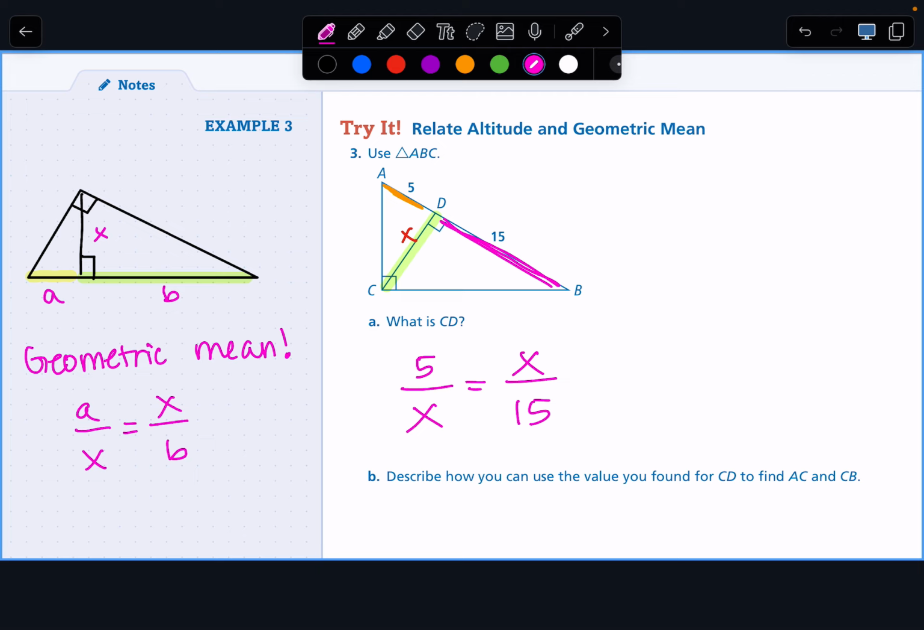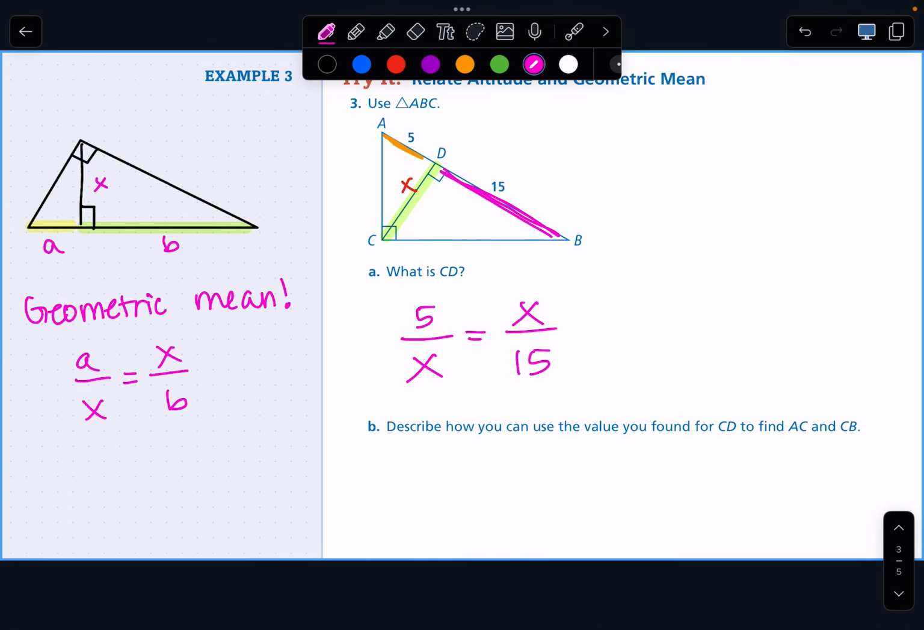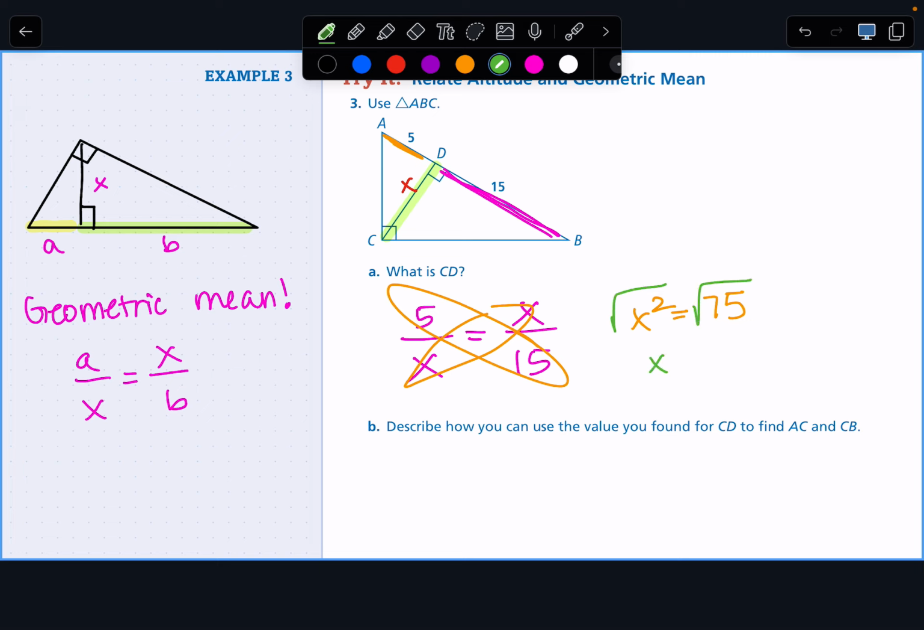How do you decide what's A and what's B? Doesn't matter, because they're going to get multiplied in our proportion. Then it's X squared. So then we get X squared equals 75. Wait, so then you do the square root. Which is why I had you do what we did.